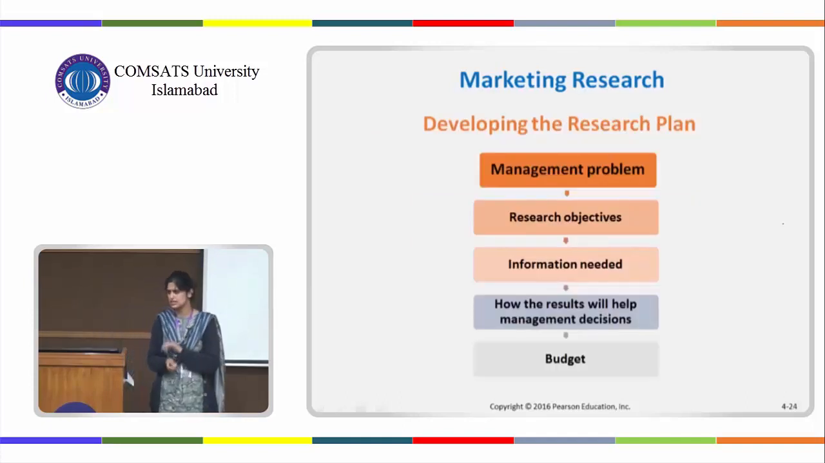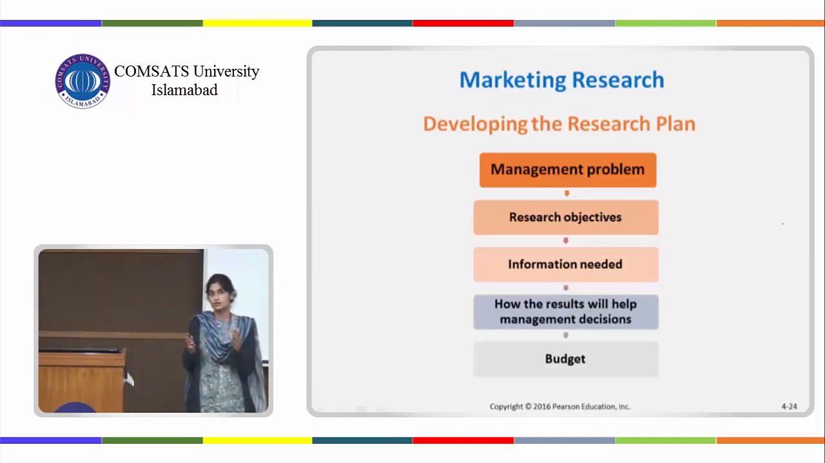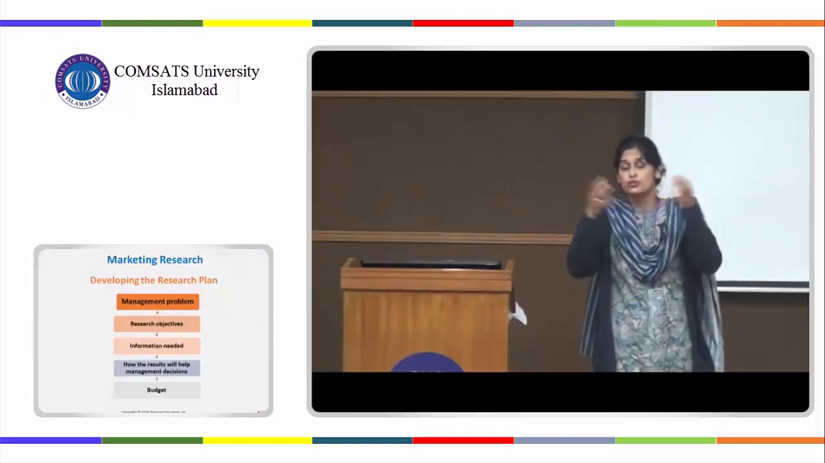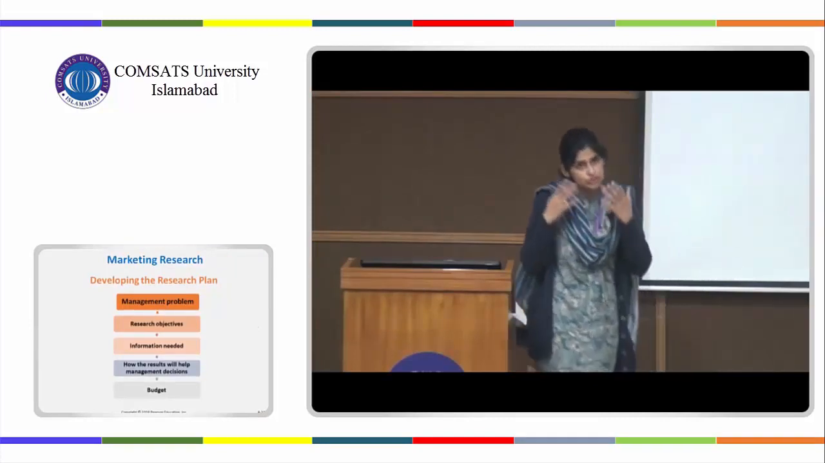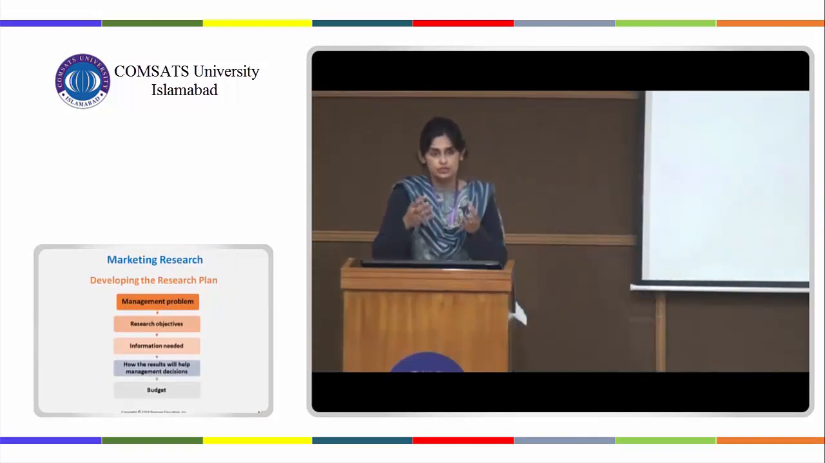Then we talked about marketing, developing the research plan. So we outlined a few things that are included in the research plan. The first one is you need to define the problem, what the problem is. So either your product is not selling, you're not generating enough profit, there's something wrong with your value chain, or there's a problem with your overall value delivery network. So you need to define the problem adequately for the research plan to build upon that problem.